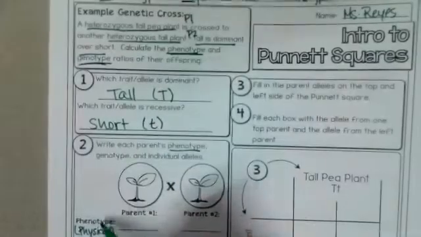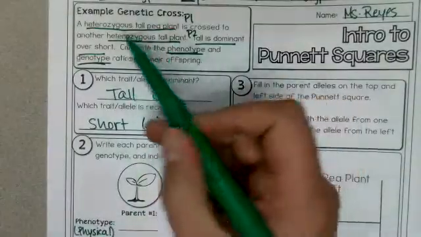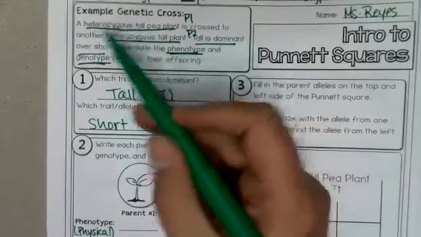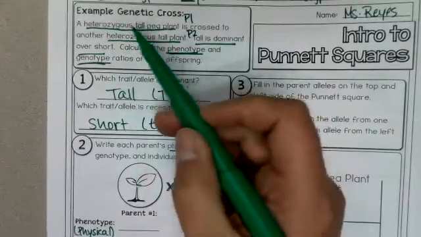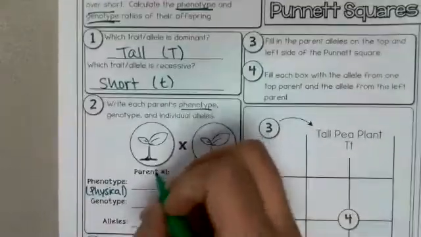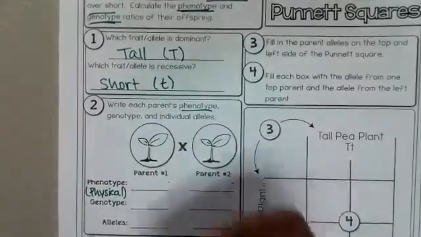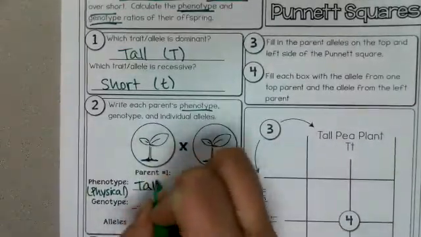So as we know, the phenotype is the physical trait. Well, up here, the physical trait is not heterozygous, but it is tall. So our parent number one's phenotype is going to be tall. Okay.